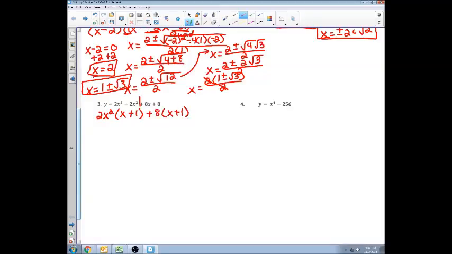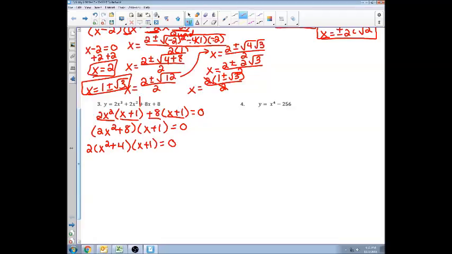In grouping, I'm going to go ahead and put my GCFs into a parenthesis by themselves, so 2x squared plus 8 times, since these parentheses are the same, I can go ahead and just write them down one time. All of this is going to be equal to 0, since I need to solve. Now 2x squared plus 8 does have a GCF. It would be 2, so that would leave me with x squared plus 4 times x plus 1.